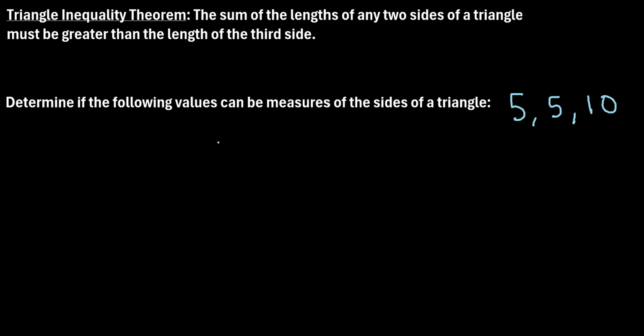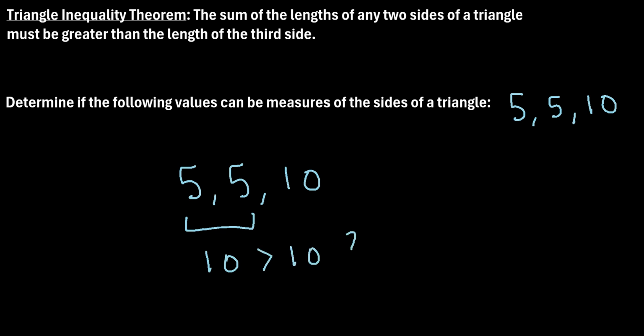All right, let's try one last example. Determine if the following values can be measures of the sides of a triangle: 5, 5, and 10. Could these values form a triangle? Well, let's write them in order from smallest to largest. So it looks like it's already in order. So 5, 5, and 10. And we'll ask ourselves, if we add the two smaller sides, so 5 plus 5, that's 10, is it greater than this third side? Or in other words, is 10 greater than 10? No. 10 is equal to 10, but it's not greater than 10.